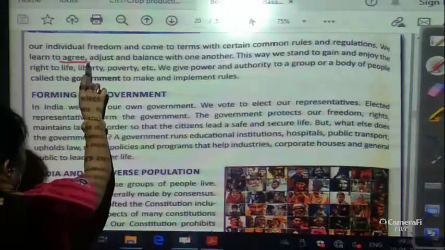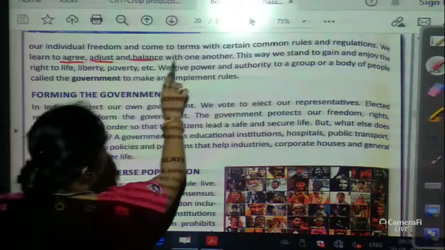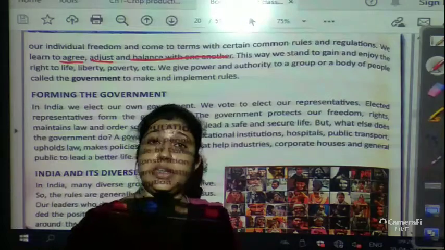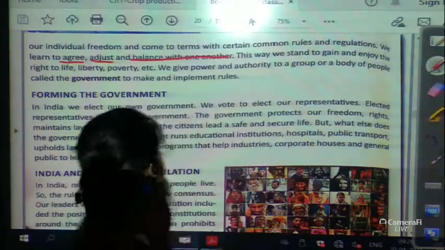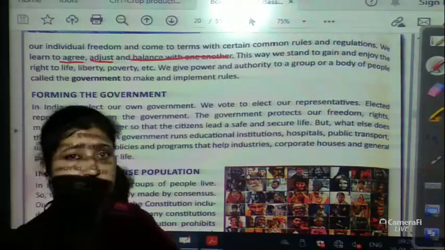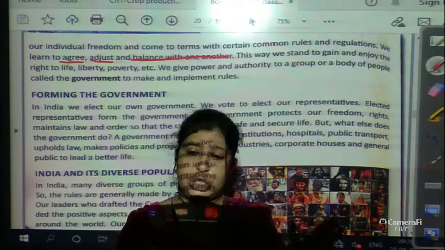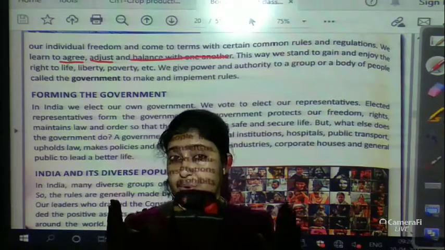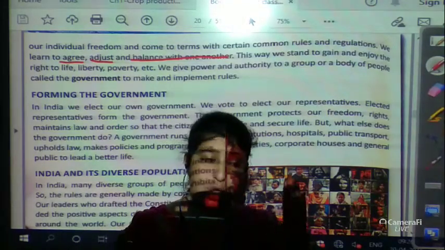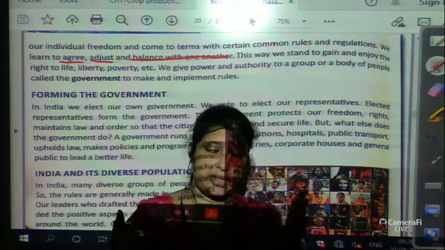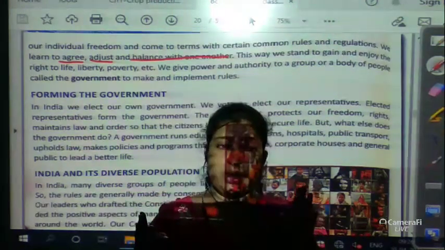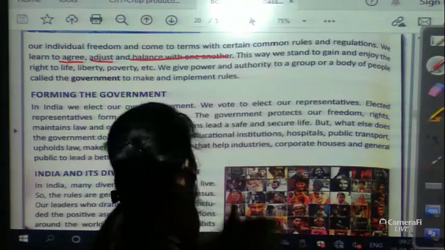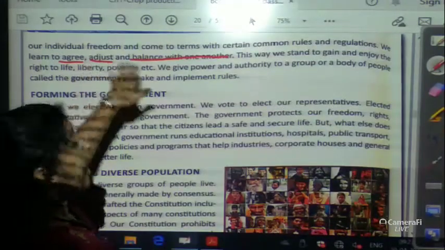We learn to agree, adjust and balance with one another. Yes, we have to learn these three things in our school also. First, we have to learn to agree. That means, suppose two boys make an argument. One is in a very aggressive mood and one is in a very soft mood. So what can that soft student do? He can say, okay, what you are telling is okay. So this is agreement. Sometimes we can agree.